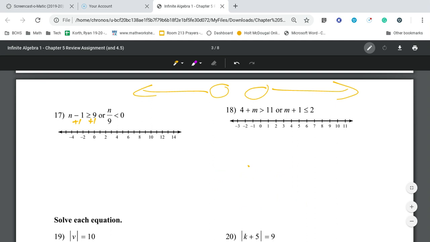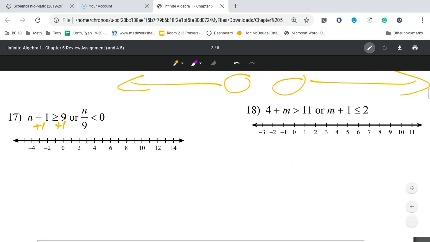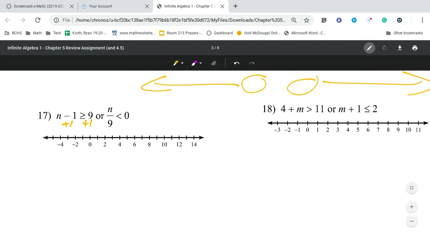So let's take a look at 17. Already got a head start on it. We're going to undo subtraction with addition. So we've got n greater than or equal to 10, or undo division. It's n divided by 9 less than 0. So we're going to multiply by 9 on both sides. So that gives us n is less than 0. So we're going to make n greater than or equal to 10 or less than 0. Perfect.